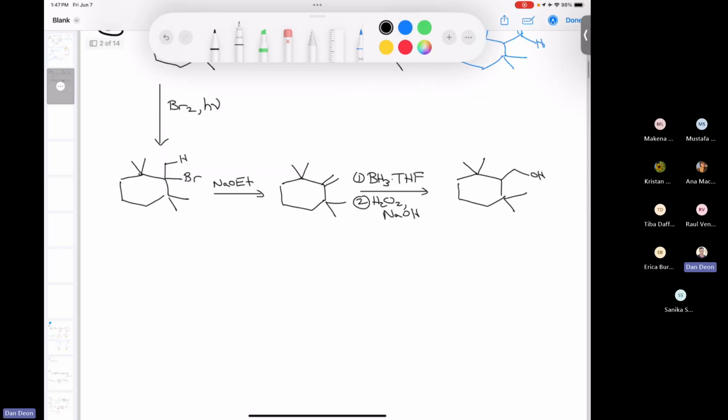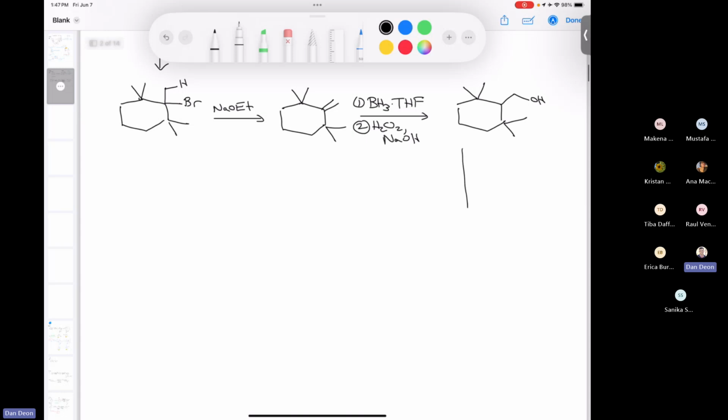We need to oxidize it. Again, you could choose a Swern. You could use PCC. You could use Dess-Martin periodinane. You can't use the chromic acid because that'll give you a carboxylic acid. But if you do a Swern, remember that's dimethyl sulfoxide and oxalyl chloride in the first step. The second step was triethylamine. That'll give you the aldehyde.